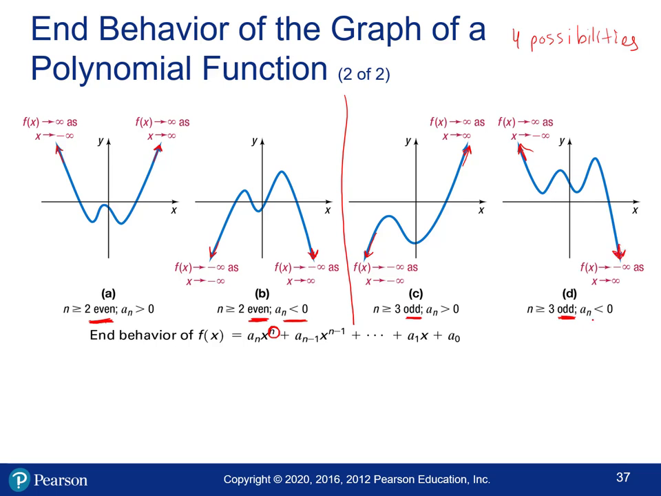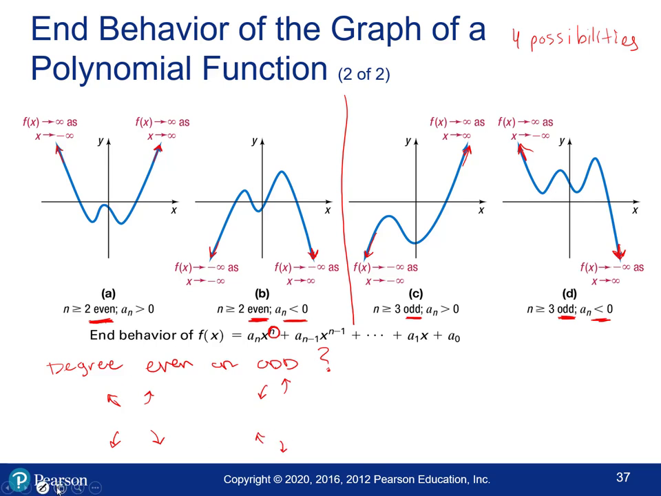And it flips if your leading coefficient again is negative. So 4 possibilities. First, you have to decide, is the degree of your function even or odd? If it's even, it's either going to go up left and up right, or down left and down right. If it's odd, they're going to do the opposites of each other. They're going to go down left and up right, or up left and down right.